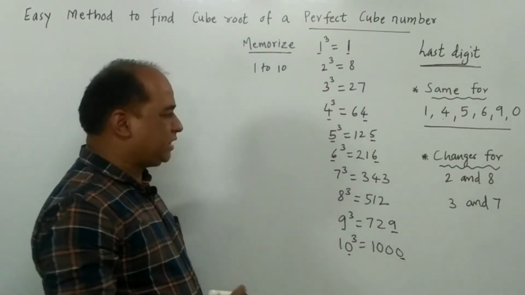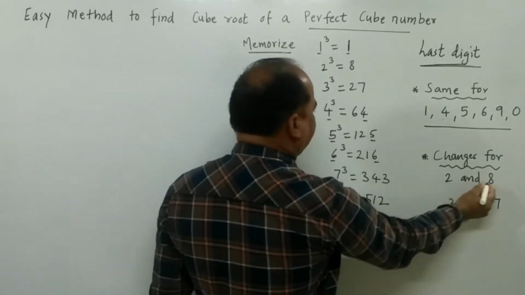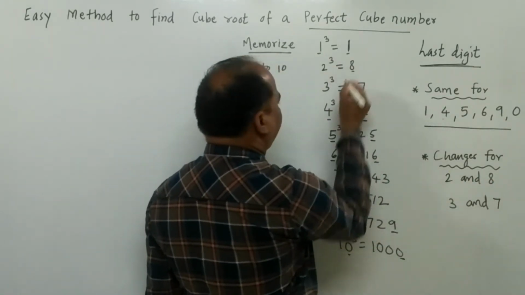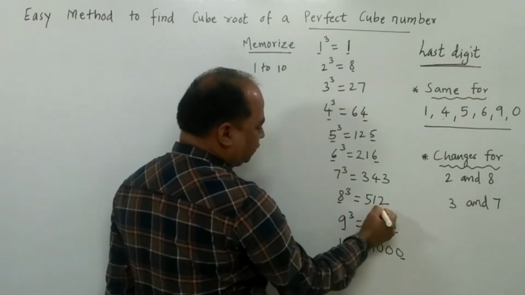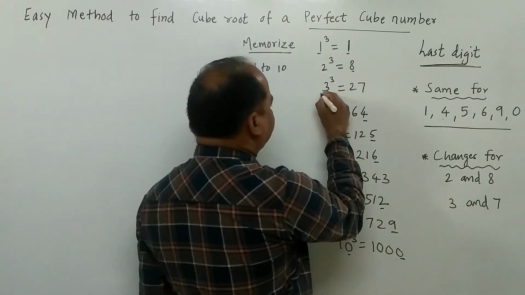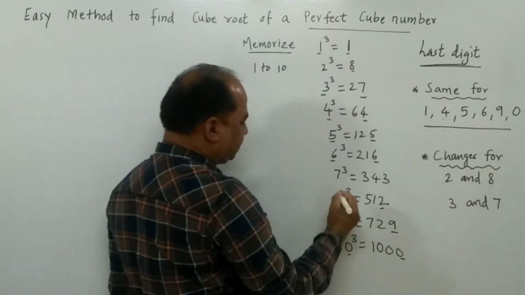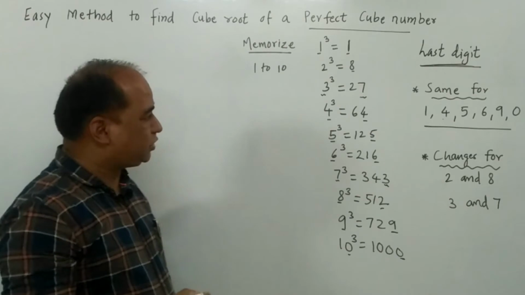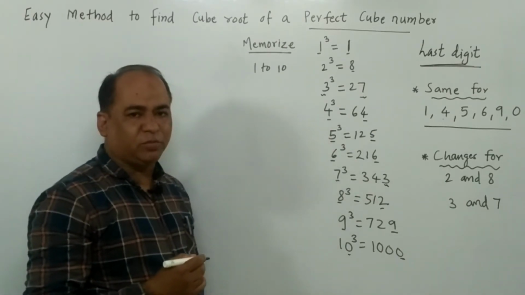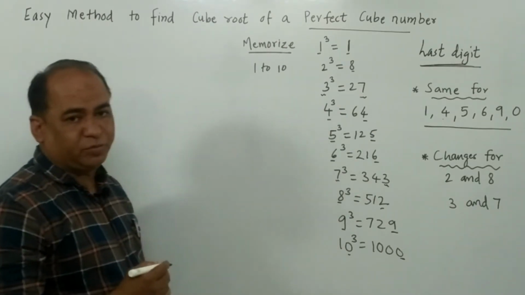And the last digit changes for 2, which changes to 8. Then 8 changes to 2. And 3 changes to 7, and the last digit 7 of a cube changes to 3. You should keep this in mind, and you can find the cube root of any perfect cube number.